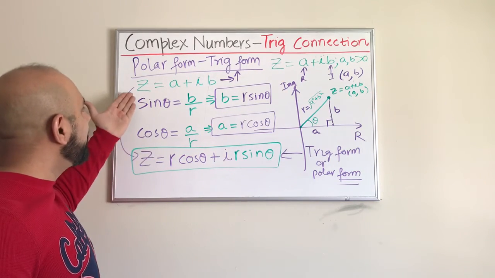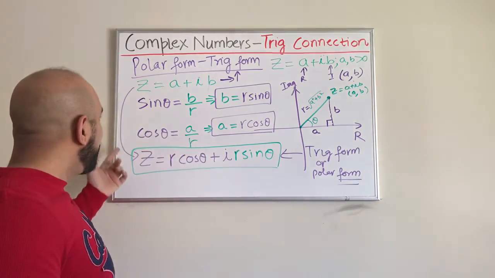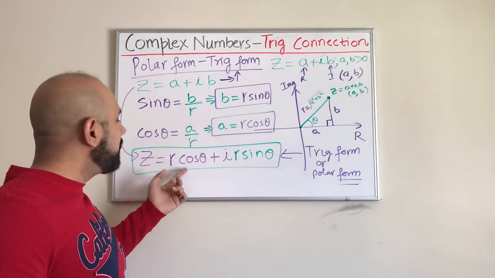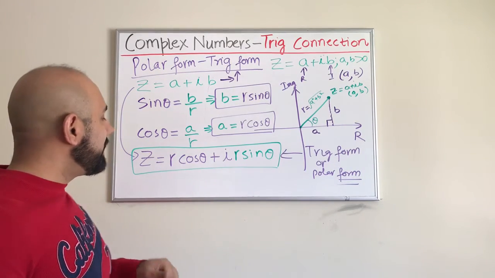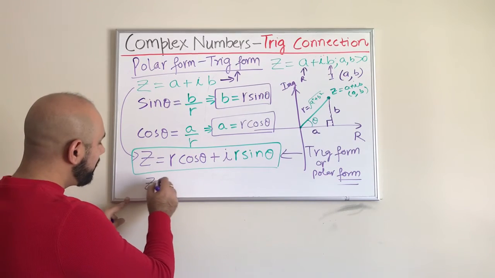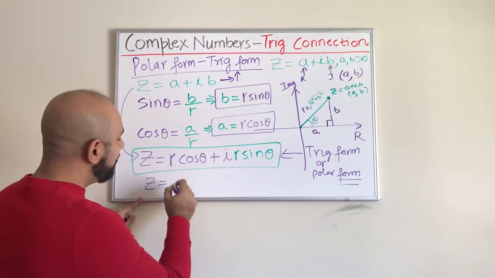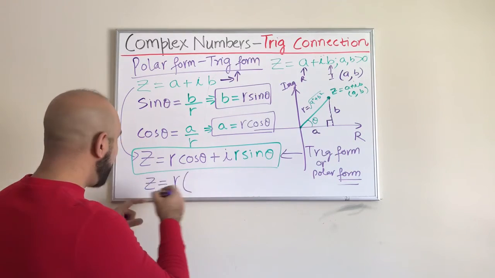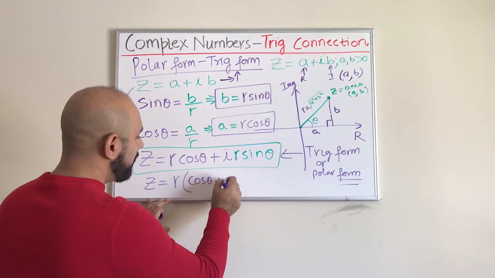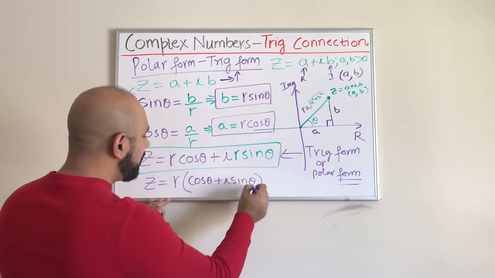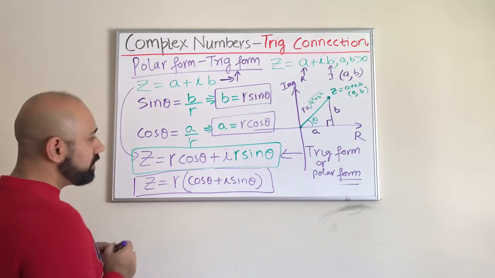So once we plot it and write some basic trig functions, we could easily convert this standard form a plus ib into a polar form or a trig form, which looks like r cosine theta plus i times r sine theta. Sometimes people like to write it in a slightly different way, taking out r as a common factor, and then what is left inside is just cosine theta plus i sine theta. So both are correct. It's two different ways of writing the polar form or the trig form.